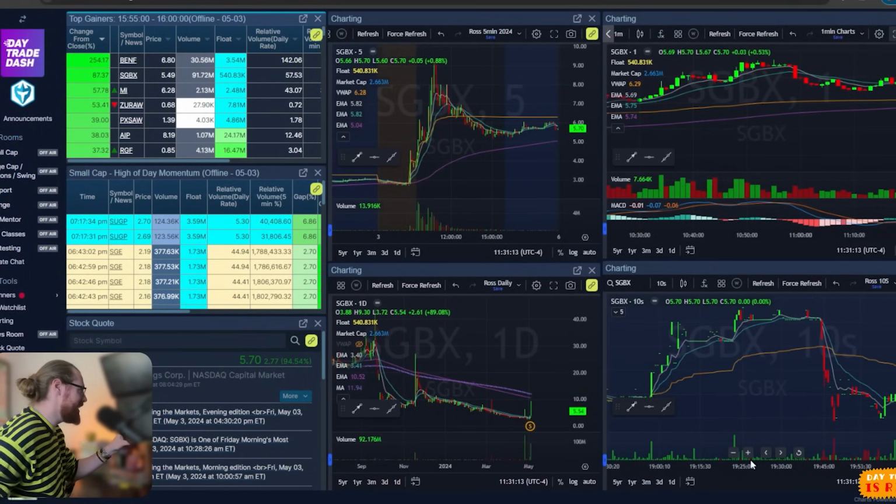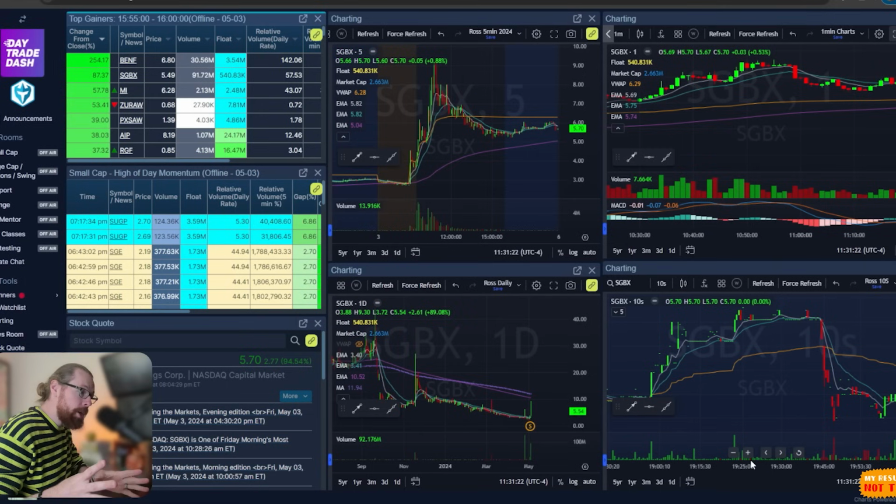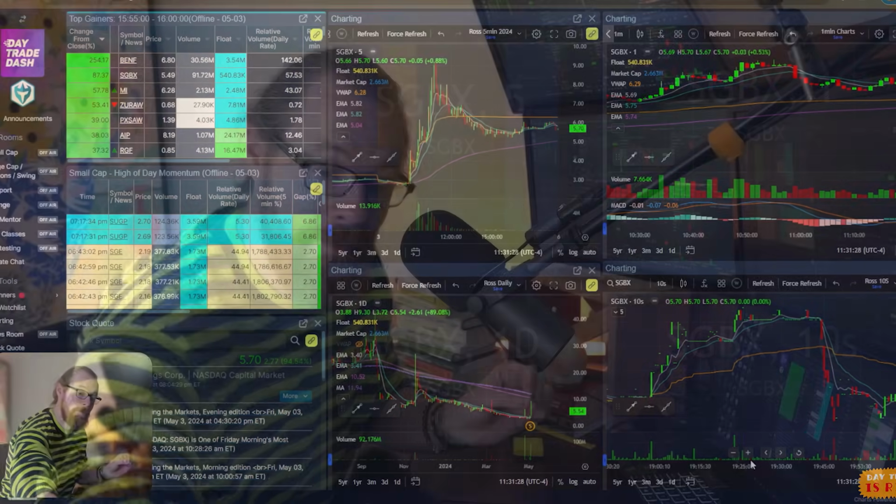I'm going to use a case study here. This is a stock that I traded just yesterday. I locked up about $5,000 of profit on it, and MACD was a big contributor to being able to lock up that profit and, most importantly, not overstay my welcome.